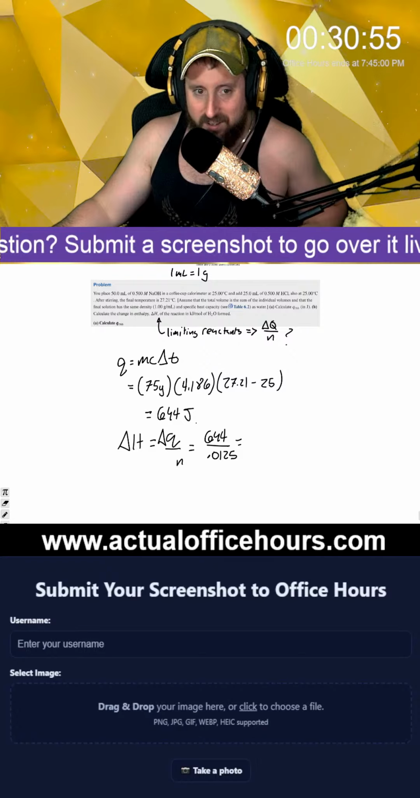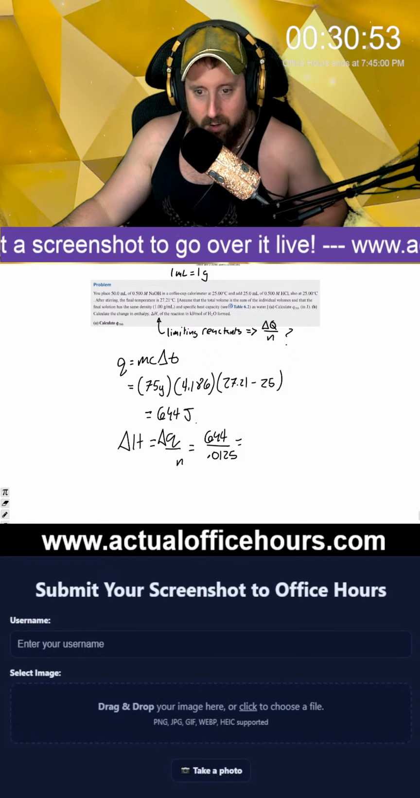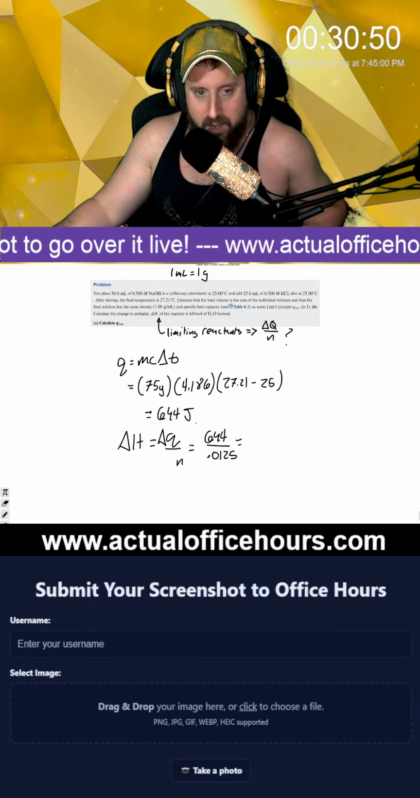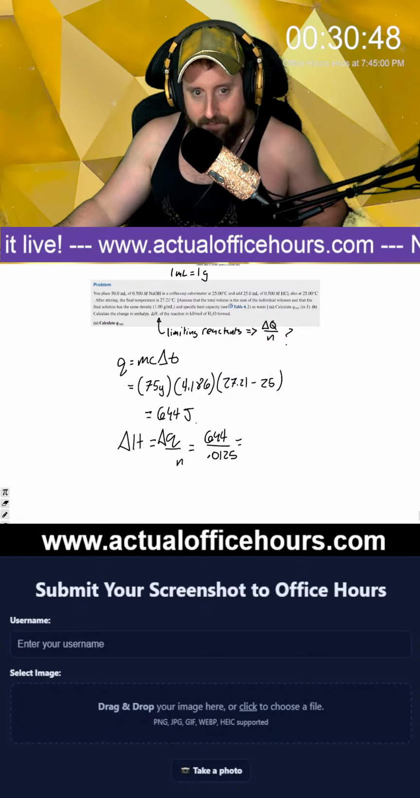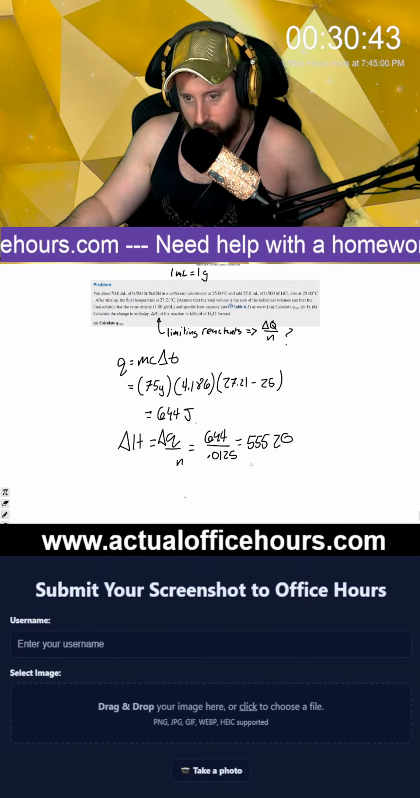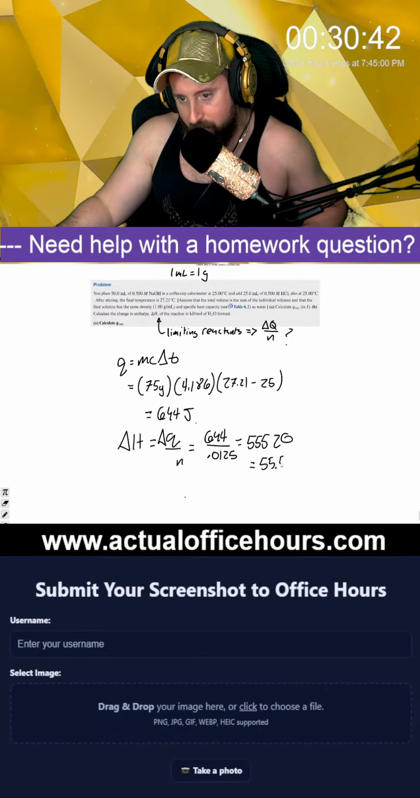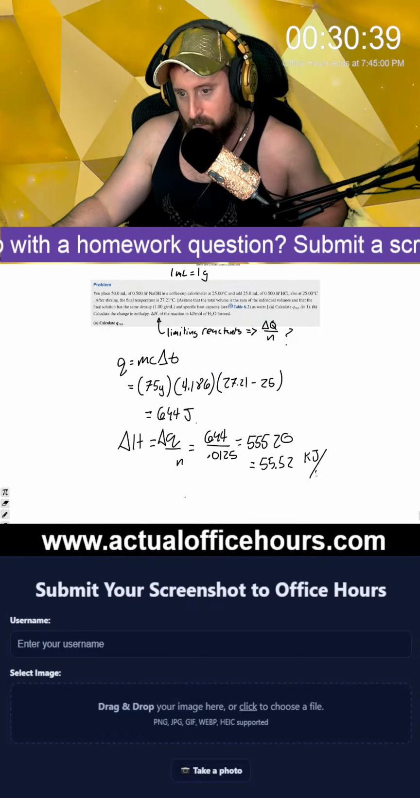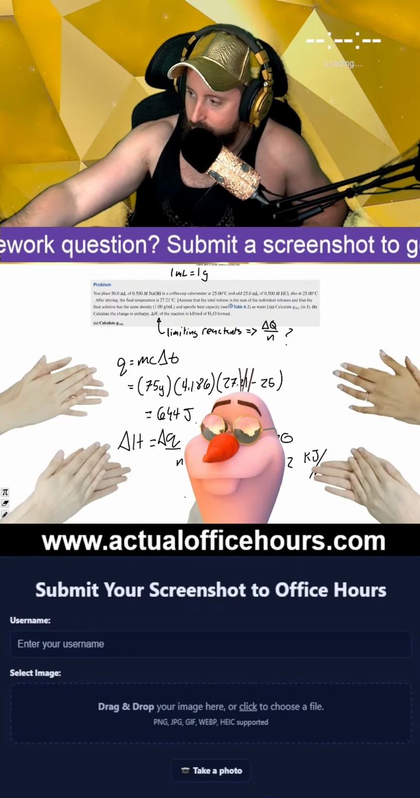So 694 over 0.0125 is 5552. So that's equal to 55.52 kilojoules per mole. Nice. Very good. That's a fun question.